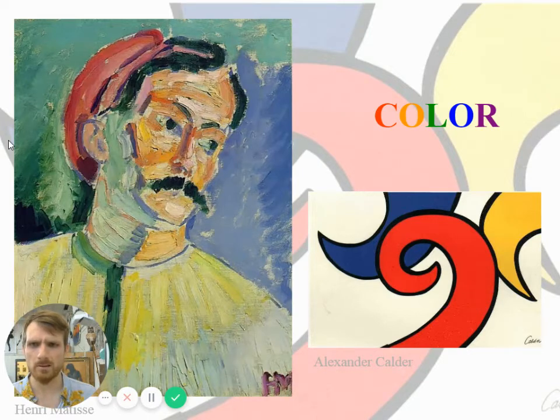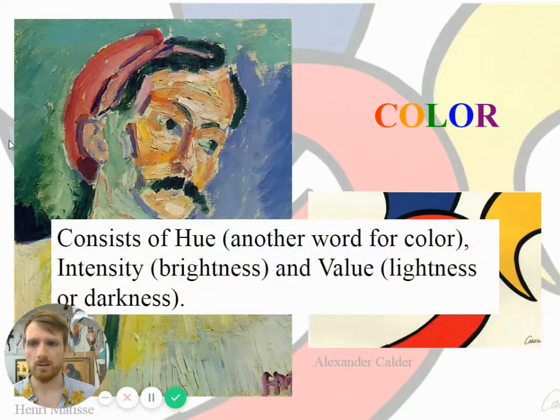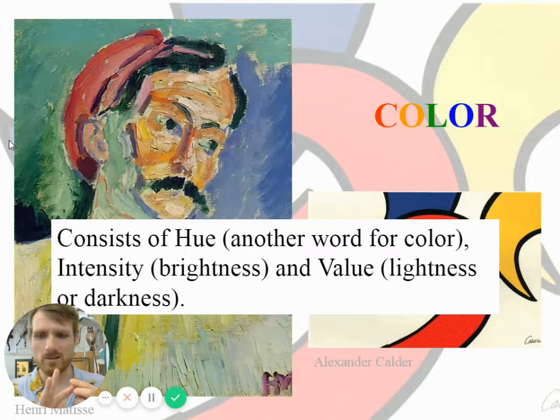Next element is color. We're going to talk more about this next week. But color consists of three things. There's the hue, which is just another fancy word for the color itself. There's the brightness to it, so colors can be brighter or duller. And then there's the value of that color, or that light to dark.